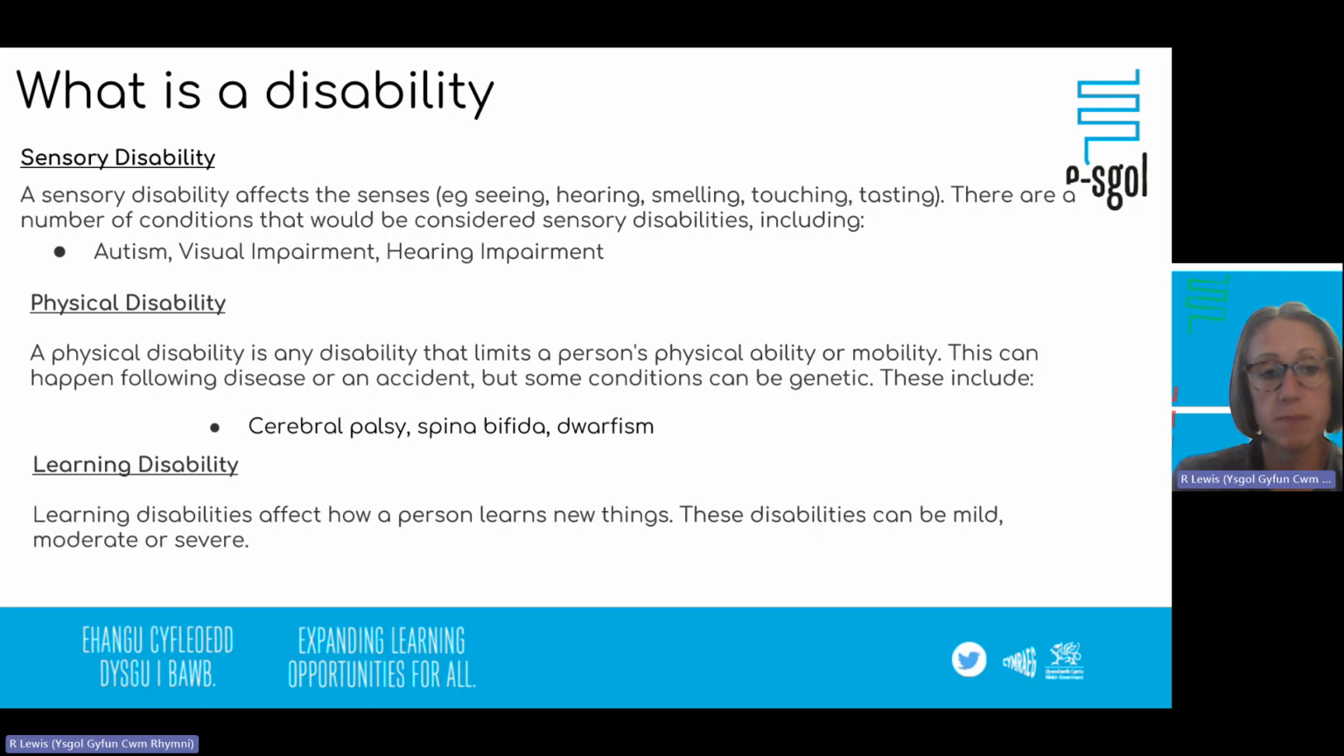And the last type of disability tonight that we're going to look at is learning disabilities. These affect an individual on how they learn new things. It can be mild, moderate, or severe, and does depend on what learning disability an individual has. So yes, you need to understand there are 3 types of disabilities, and also appreciate how these types of disabilities can affect each individual differently.